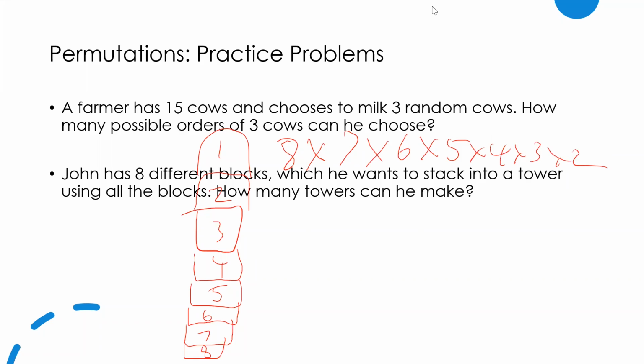And if you know your math, you'll know that this is 8 factorial. That's a good trick: if you have the same number of positions as you do objects, then you can just write it as a factorial term and solve it. If you multiply it all together, you'll get 40,320. So that's the answer for the second one.